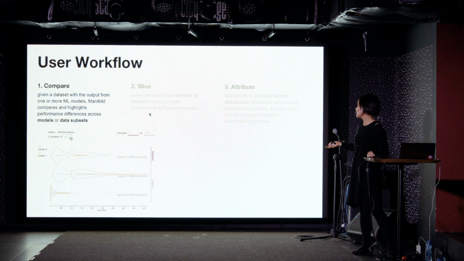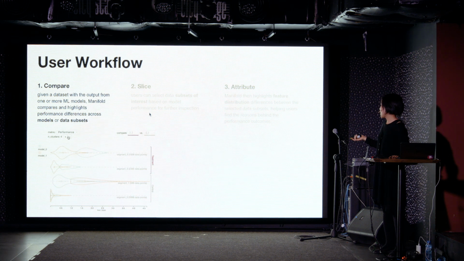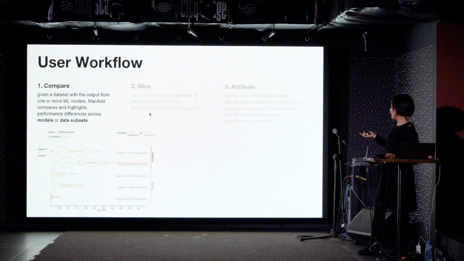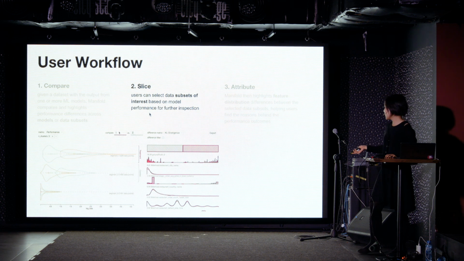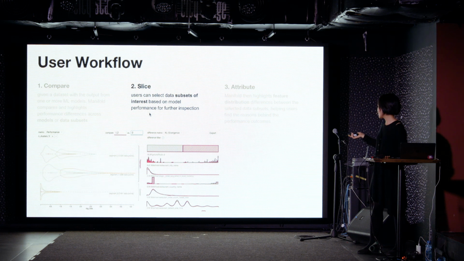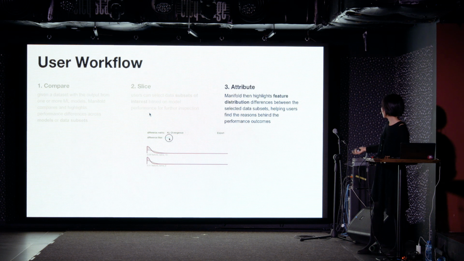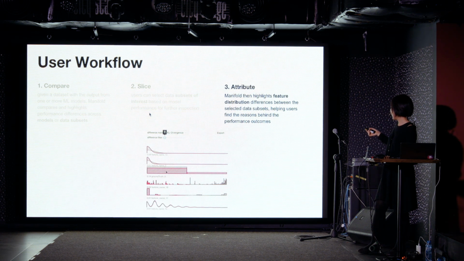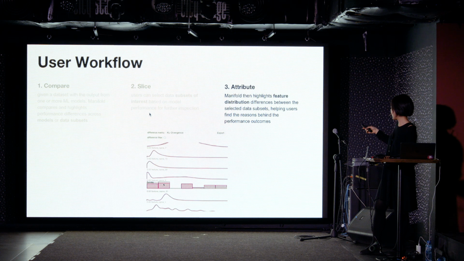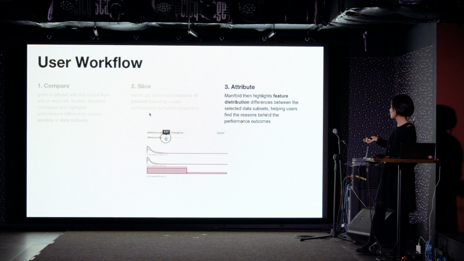To put it all together, here's a user workflow. Given the data set, which is an output from one or more machine learning models, Manifold will compare and highlight performance differences across models and data subsets. Users can then select data subsets of interest based on model performance for further inspection. And lastly, Manifold will highlight the feature distribution difference between the selected subsets, helping users find the reasons behind performance outcomes.